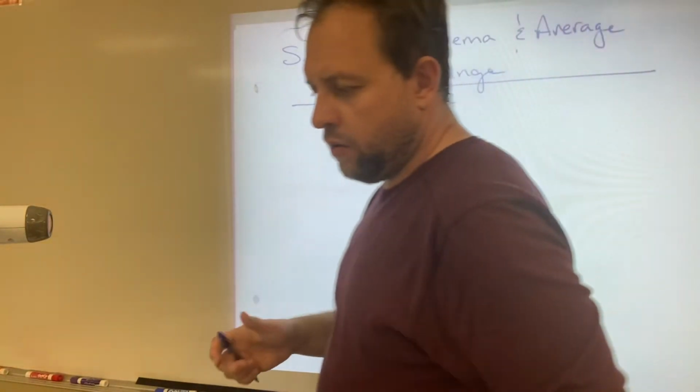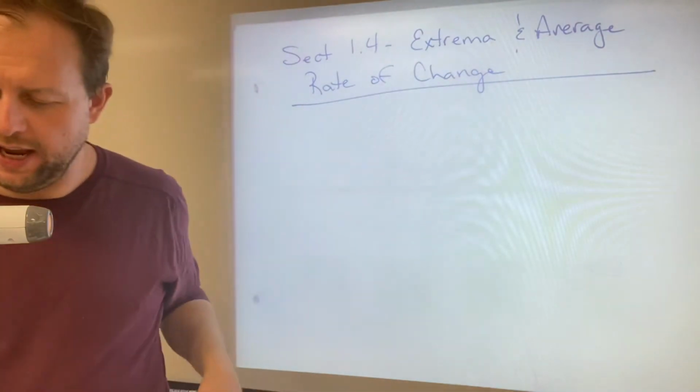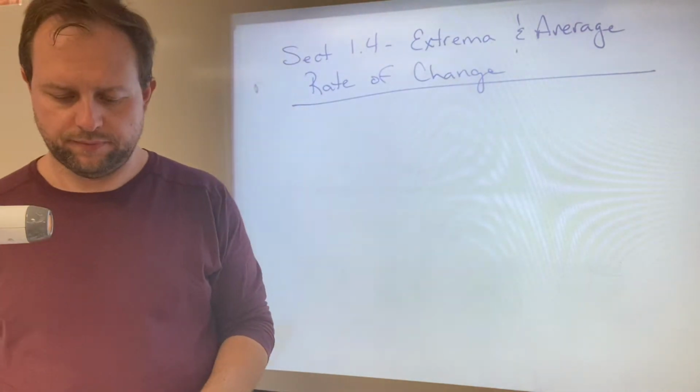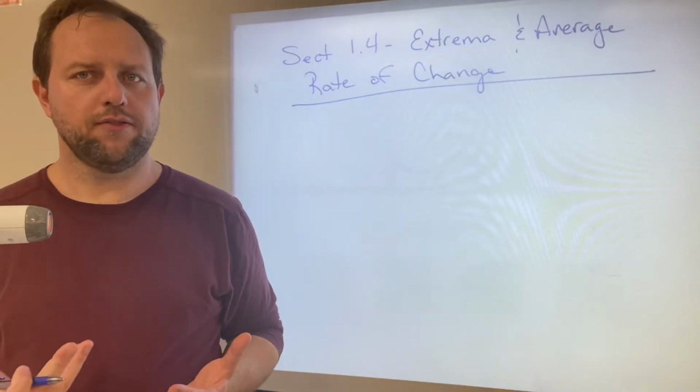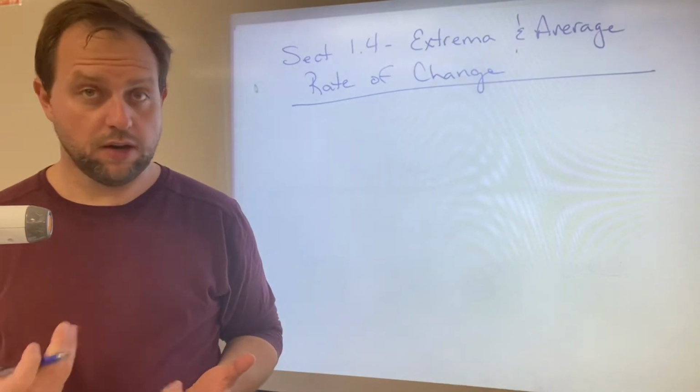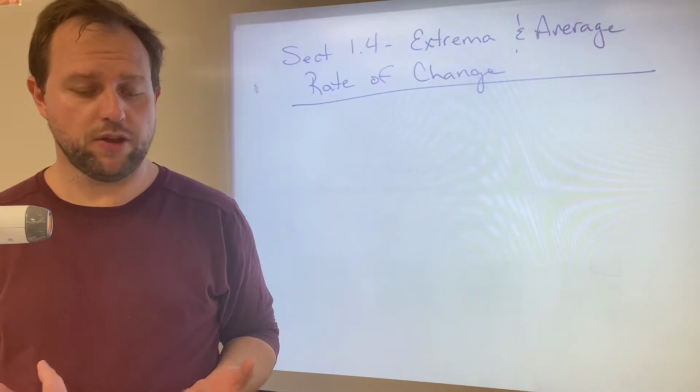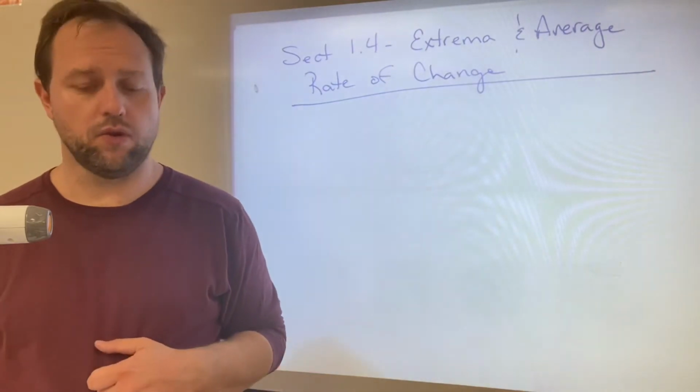Okay, we're on section 1.4, extrema and the average rate of change. And so we're going to be looking at the different parts of the graph of an equation and looking at whether they're increasing, constant, or decreasing.